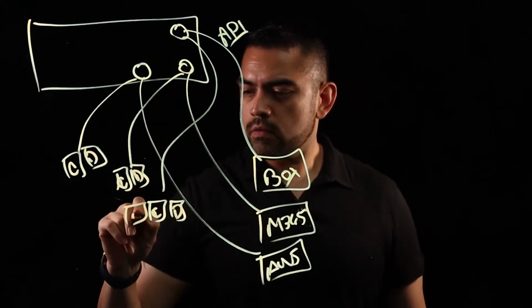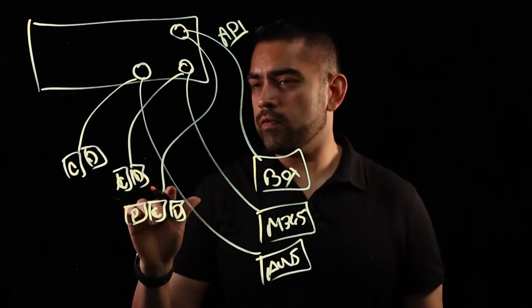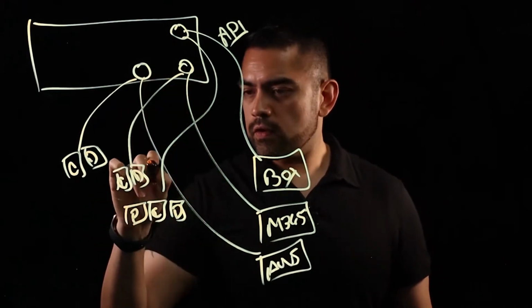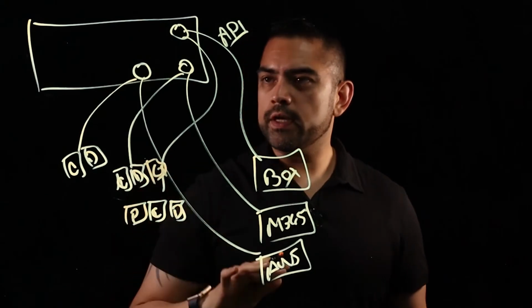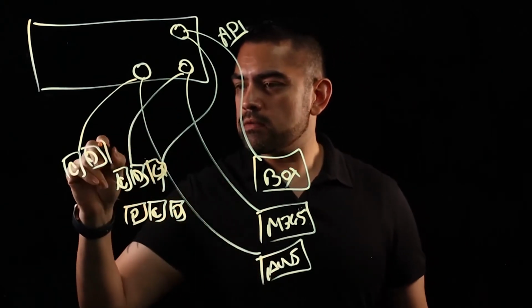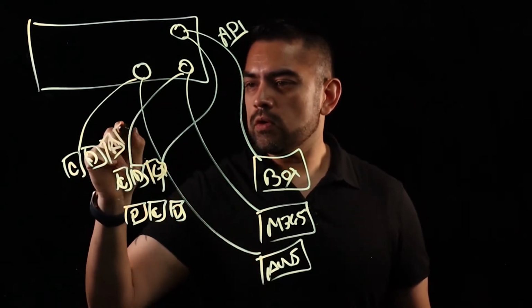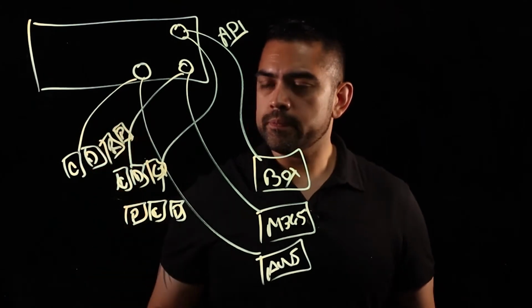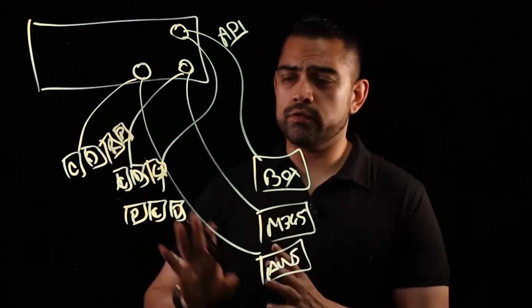So for Box, we'll have some stuff for the personal folder creation and management for O365. Maybe we'll have something for guest users. And for AWS, we'll have something with roles or some type of permissions. So that's really how Okta Workflows works.